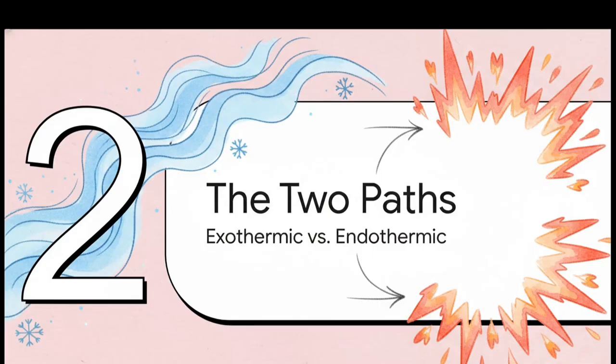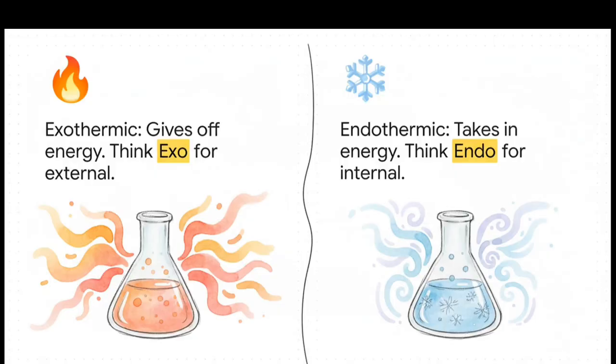So this back and forth transfer of energy between the system and its surroundings really only happens in one of two ways. And that gives us two totally different types of chemical reactions. See, that energy has to go somewhere. It can either flow out of our reaction, which we call an exothermic process, or it can be pulled in, which we call an endothermic one. Let's dig into what that actually means for the world around the reaction.